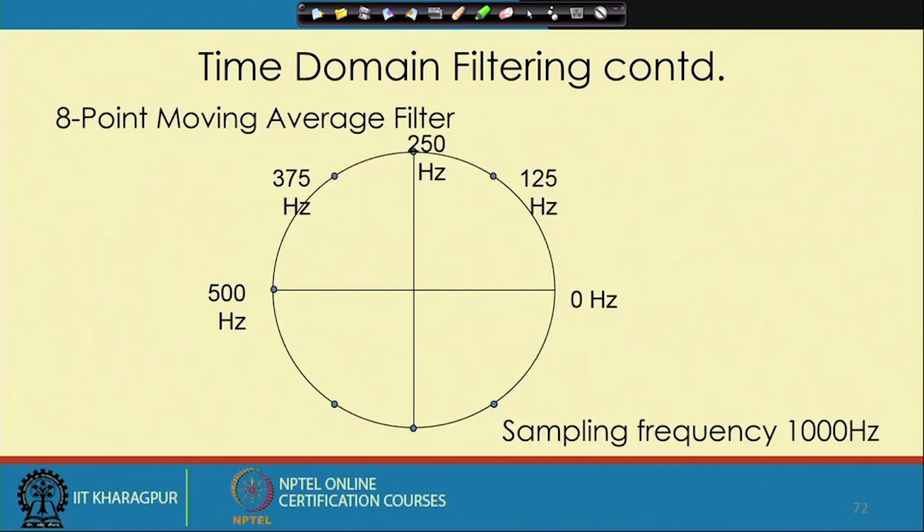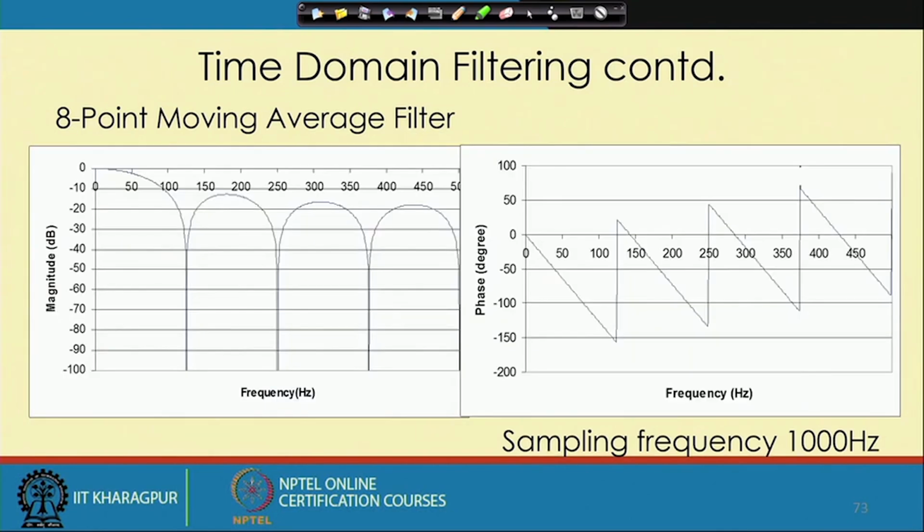So, here first we look at the pole-zero diagram. What we get is that the zeros are located like this at different frequencies. That means if there is a component of the signal at 125 hertz, that will come down to 0. If there is a component at 250 hertz, that will come down to 0. 375 hertz also will come down to 0. So it is coming in that way, and now we look at the spectrum.